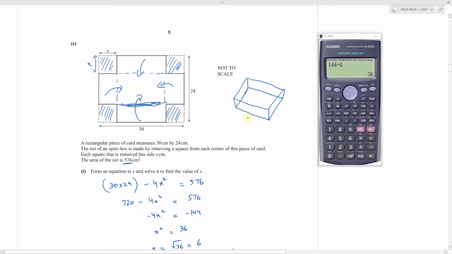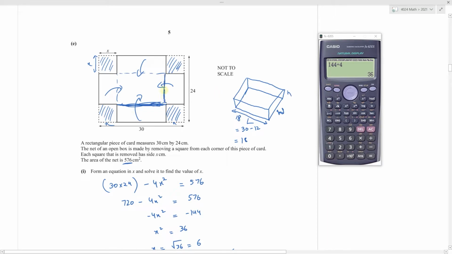Now what is the volume? Length times width multiplied by height, right? The volume of a cuboid. So what will be my length? This full length was 30, but this length is what? 30 minus this x and this x. So 30 minus your value of x, which is 6 each. So this is 30 minus 12, which is 18. So this length here is 18. Similarly, what's the width?